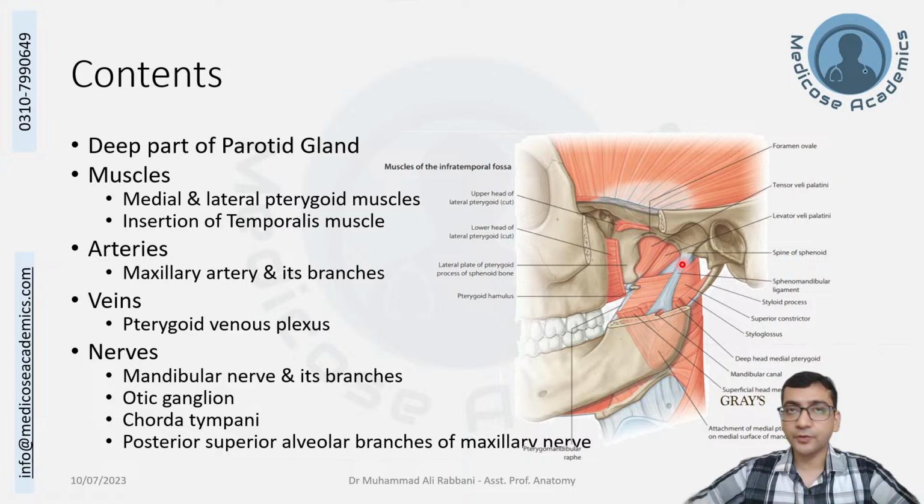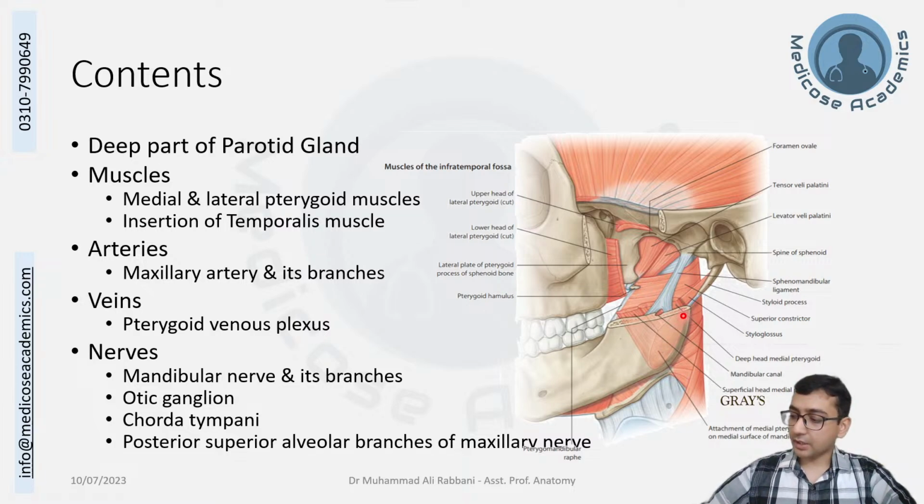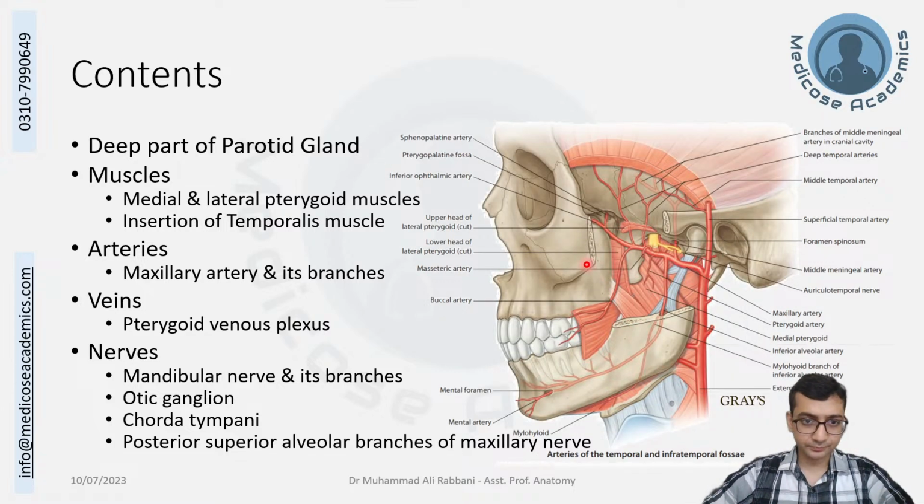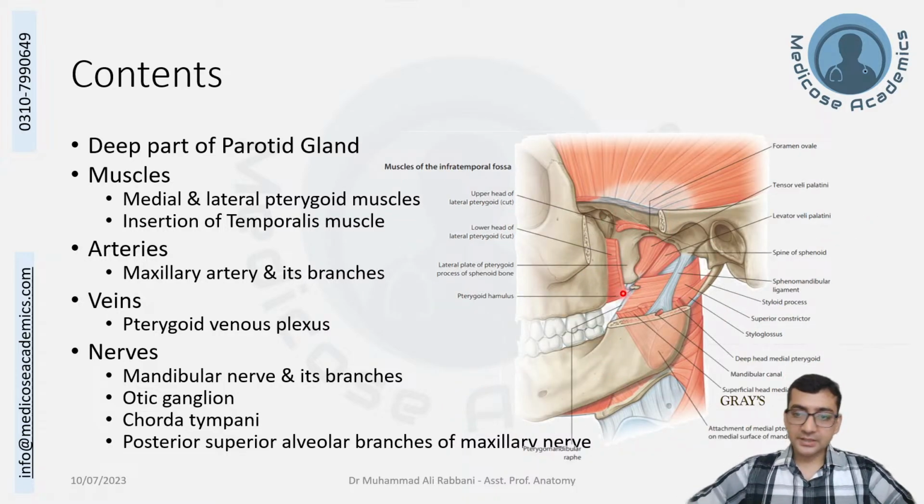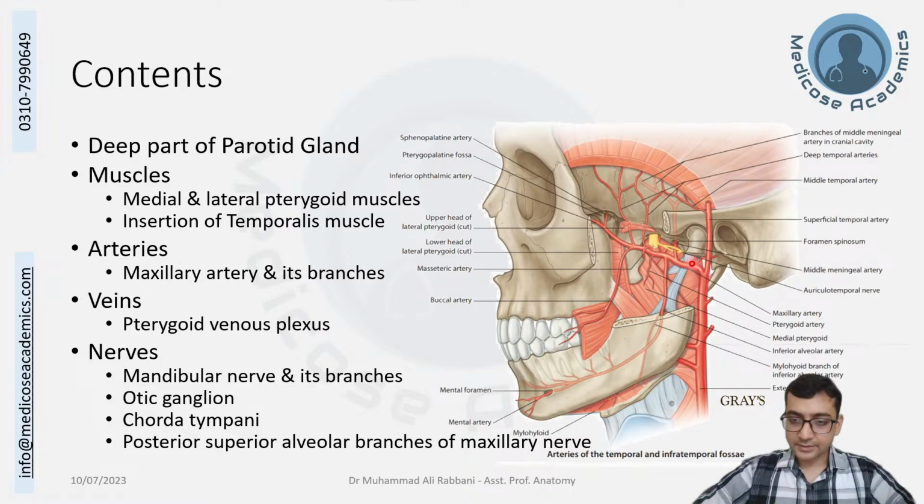There is the mandibular nerve with all of its branches. Accompanying it, there is the otic ganglion. Coming from the middle ear, there is the chorda tympani, and from the pterygopalatine ganglion, there are the posterior superior alveolar branches coming out of the nerve. Let's look at them. We talked about the muscles, three muscles, and the arteries. I will go through these branches again.